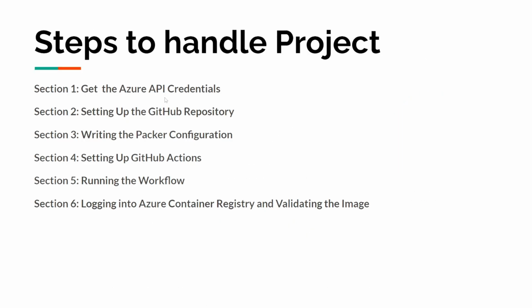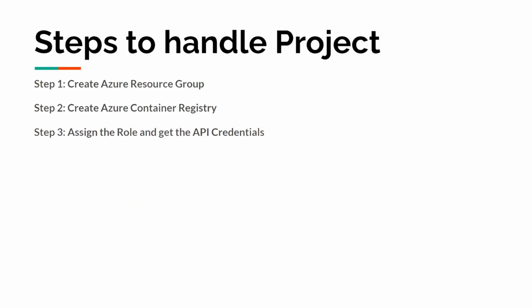There are six sections. Here we're going to understand how to take the Azure credentials and how to create an Azure registry. Second, we'll create a GitHub repository, then write the Packer configuration which builds the Docker image, set up the GitHub Action, run the action workflow, and at last validate the Azure container registry to see whether our image is pushed or not. So let's move to the first step.